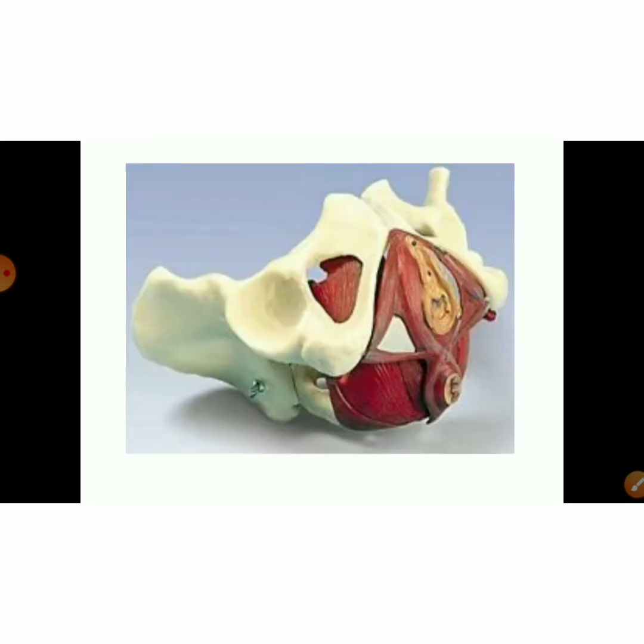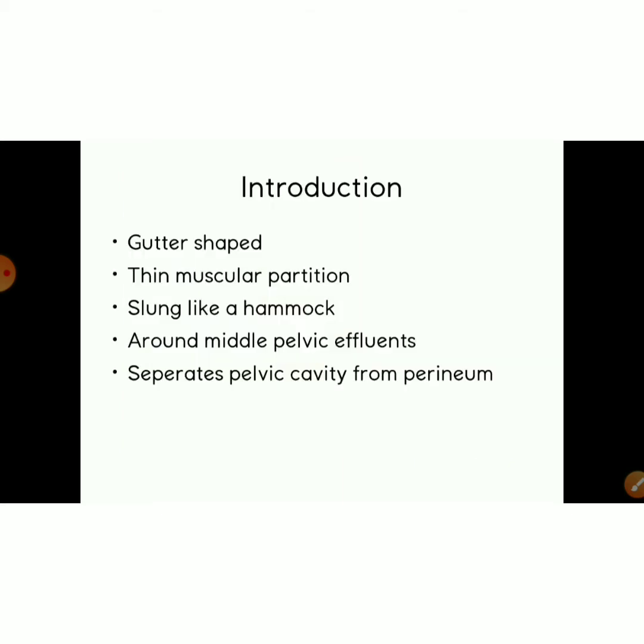So, the pelvic diaphragm is a gutter shaped thin sheet of muscular partition which is slung like a hammock around the midline pelvic effluents like urethra, vagina, and anal canal and separates the pelvic cavity above from the perineum below. So this pelvic diaphragm is situated between the pelvic cavity above and the perineum below.